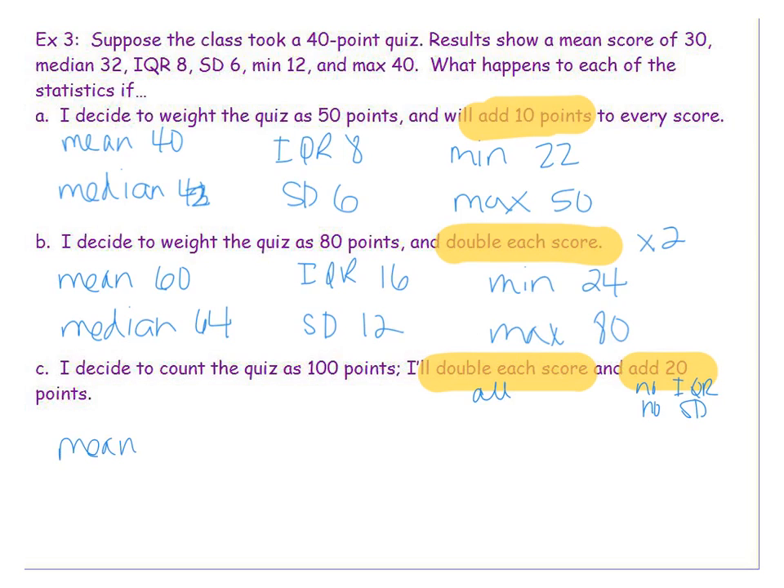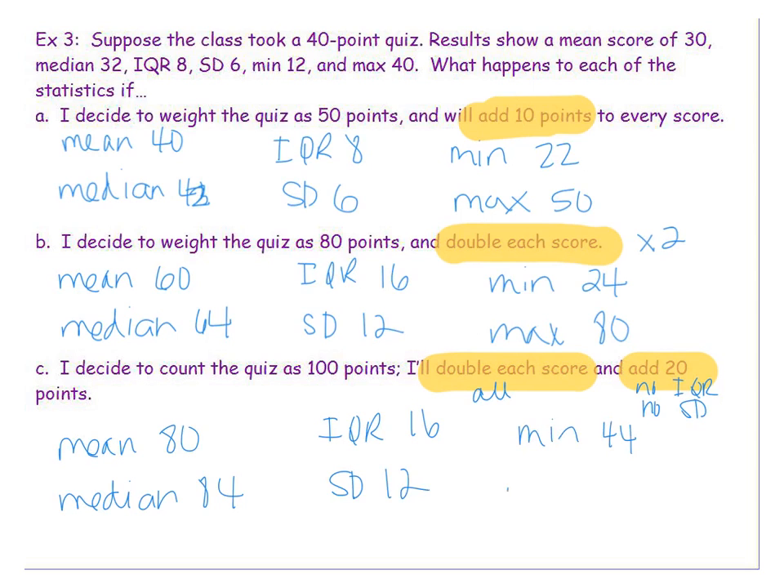So the mean, doubled with 60, add 20 is 80. The median, doubled with 64, add 20, you're at 84. IQR, doubled is 16, stays 16. Standard deviation, doubled is 12, stays 12. Minimum, doubled is 24, add 20, it jumps to 44. And the maximum, doubled is 80, add 20, we jump to 100. So just make sure that you know what kind of math you are doing.